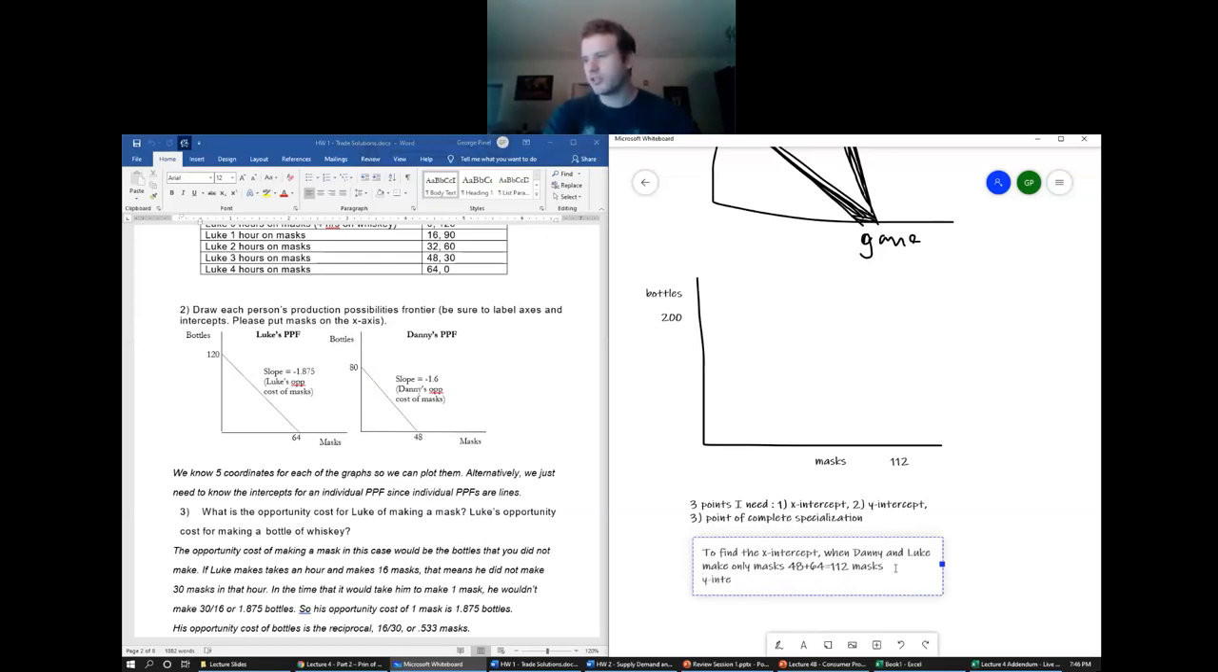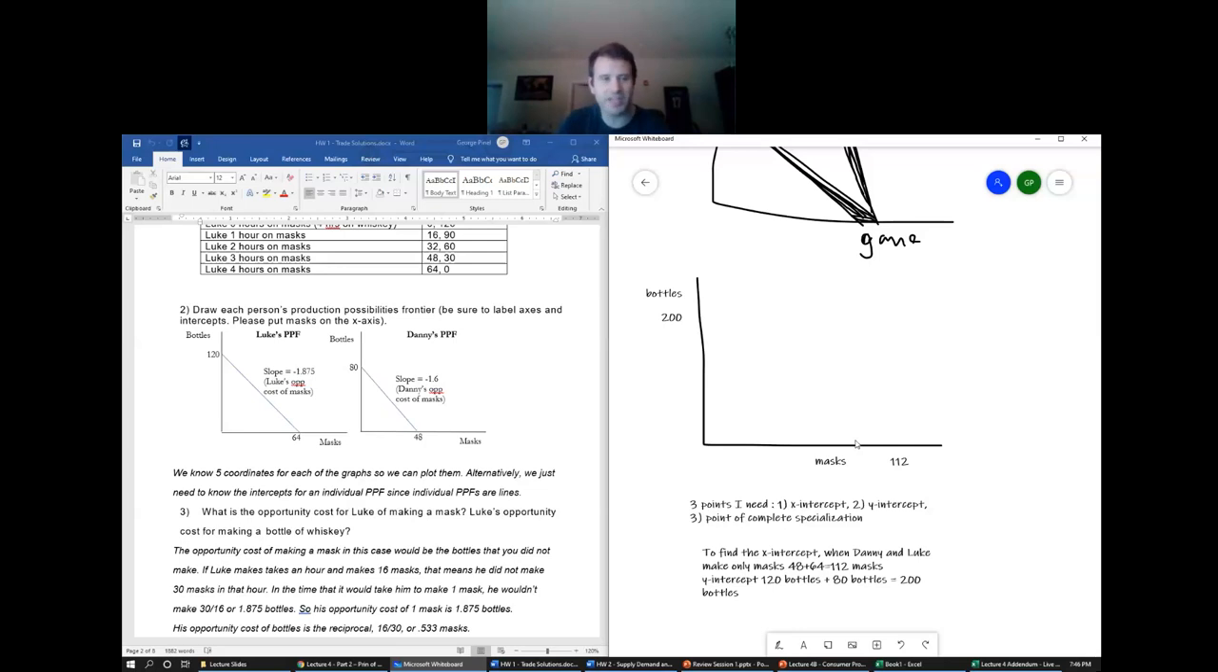The y-intercept is going to be Danny and Luke making only bottles. So 120 bottles plus 80 bottles equals 200 bottles. Okay. And if it was an individual PPF, I would just connect these two lines because I have the x-intercept and the y-intercept. But we know that opportunity cost is not going to be constant, right?